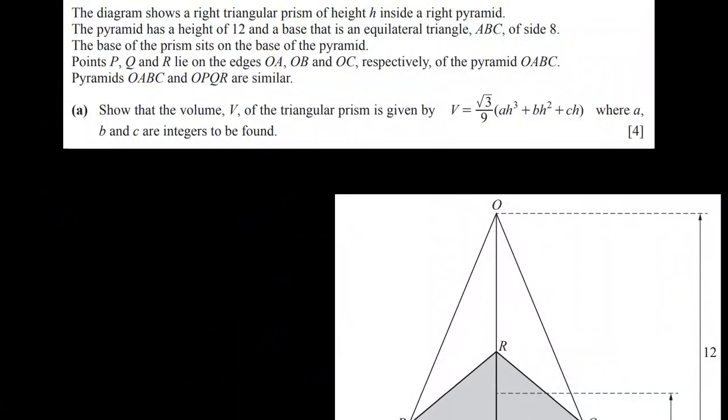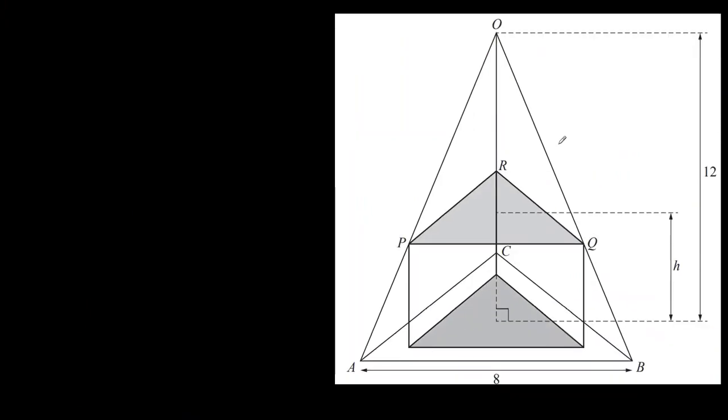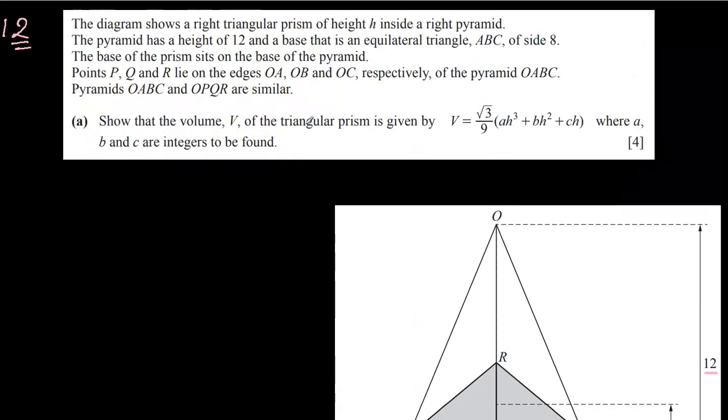Question number 12. This is the last question. The diagram shows a right triangular prism of height h. Okay, this shape is the prism. If you can visualize this, it is inside a pyramid of height 12. This one side is 8 centimeters, and they are asking us to show that the volume of the triangular prism is given by this, where A, B, C are integers to be found out.